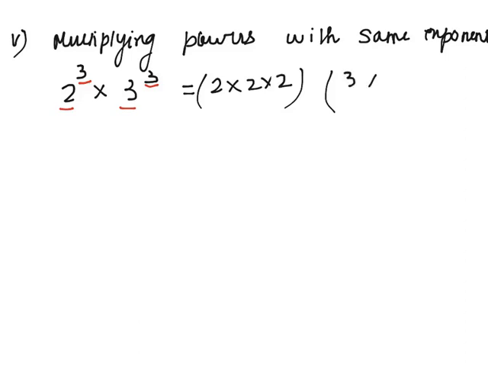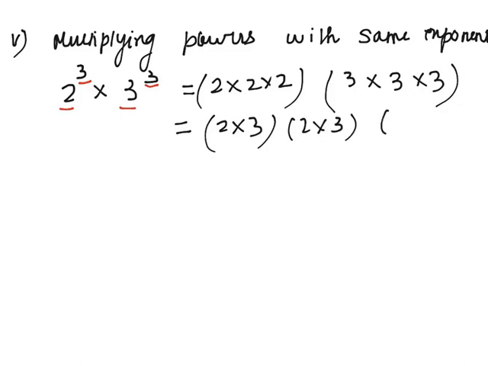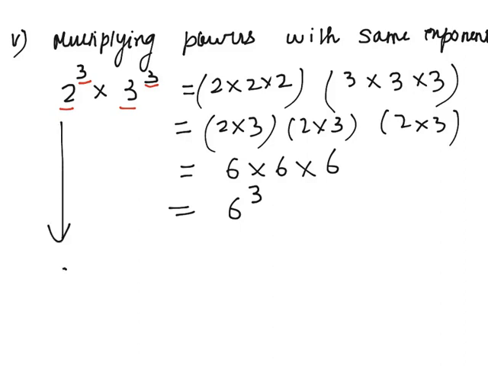So we can write it like this. What we will get if we make the pairs of 2 and 3, we will get 3 pairs of 2 and 3. So we will get 6 times 6 times 6, or we can write it as 6 raised to the power cube. Here if we multiply the bases, we will get 6 and the power will remain the same. That we derived from here.